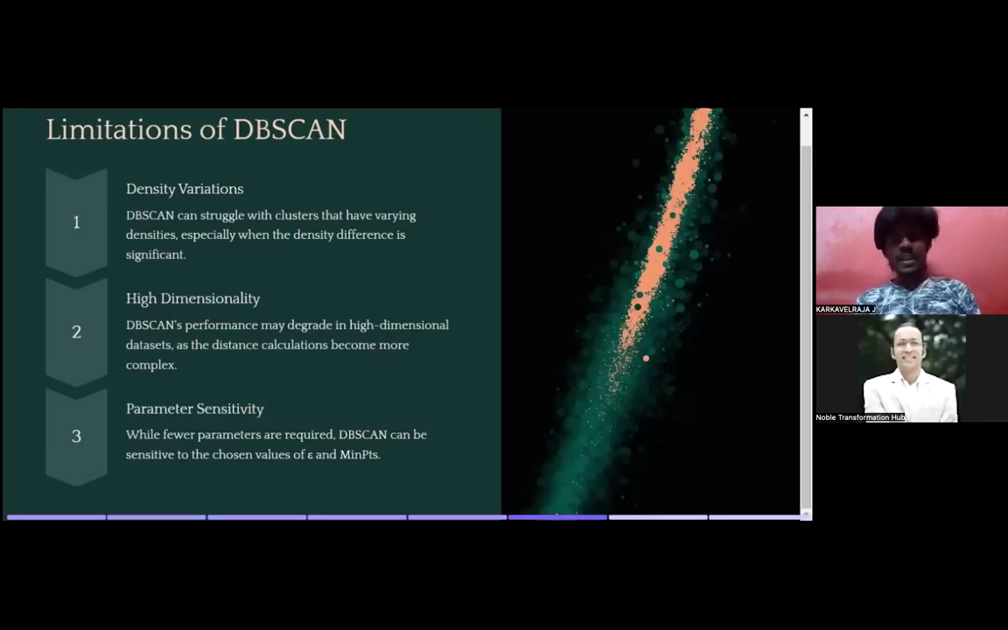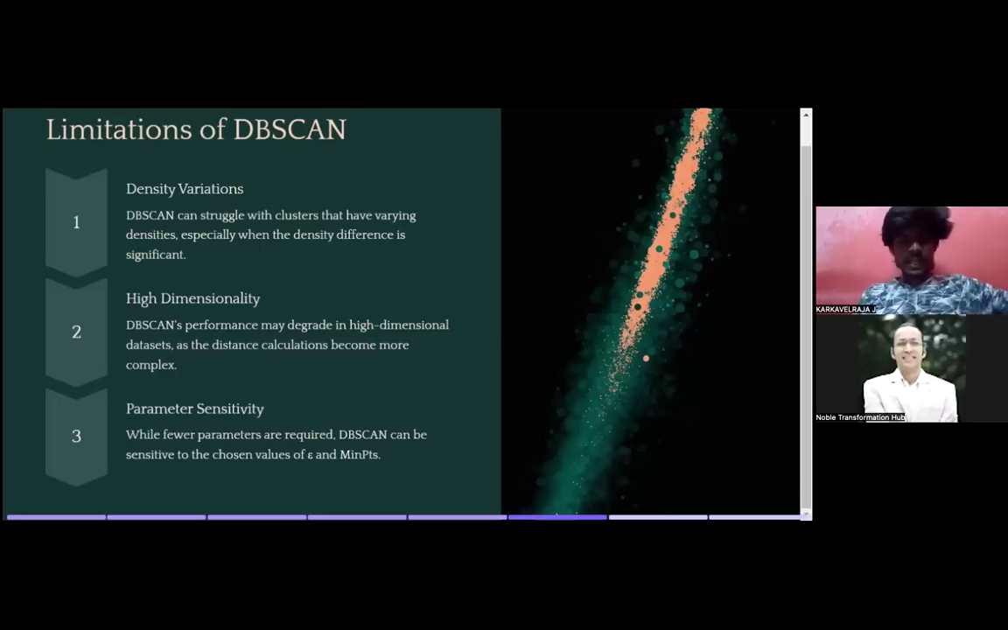High dimension: DBSCAN performance may degrade in high-dimensional datasets as the distance calculation becomes more complex. If we have one or two dimensions, we can use Euclidean distance and the line formula. But when you go to high dimensions, the formula for calculating the distance becomes more complex. That's the reason applying DBSCAN in high dimensions becomes tough.